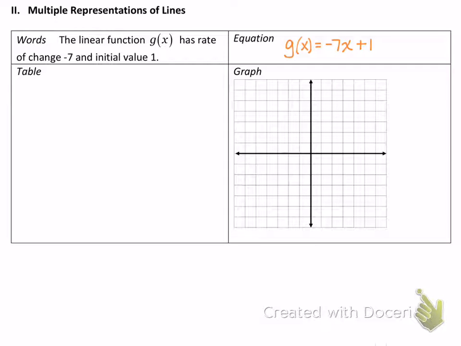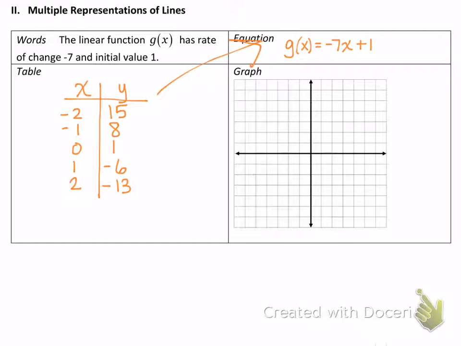So if we created a table, and let's say I use -2, -1, 0, 1, and 2. When I plug them in, I get 15, 8, 1, -6, and -13. And when I say plug them in, I mean into the equation we just wrote.